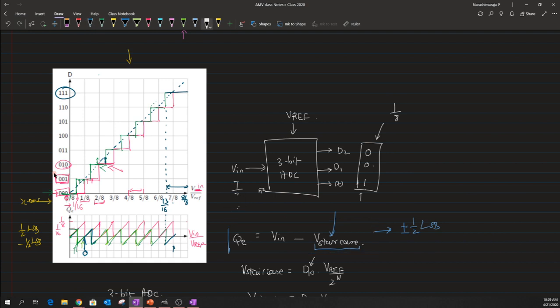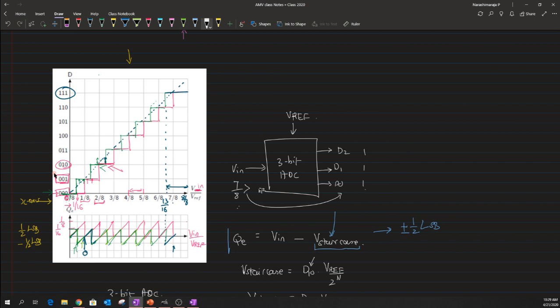So when the input is equal to 7 by 8, what we expect out of this data converter, that is the ADC, is all 111. So in this case there is no quantization error between the input and the output, and due to which the quantization error steps down all the way to a value of 0. But what happens if I go beyond this particular value?